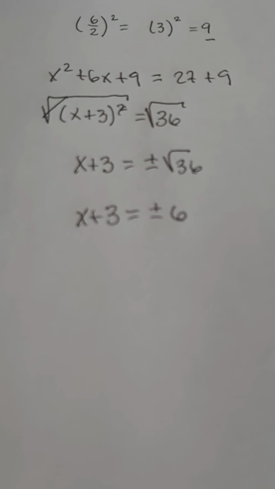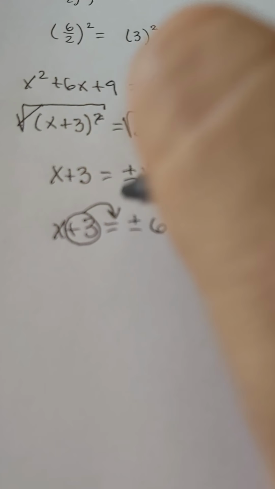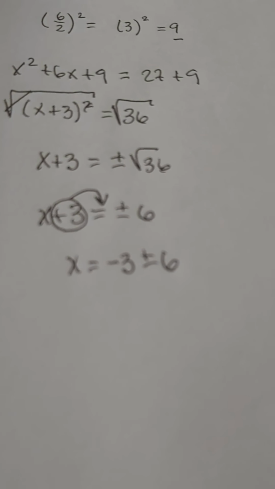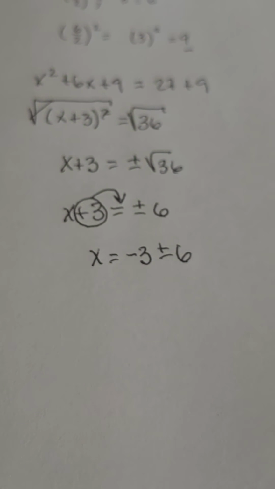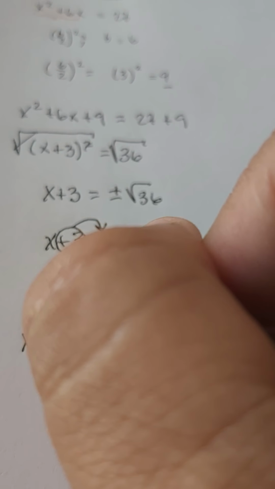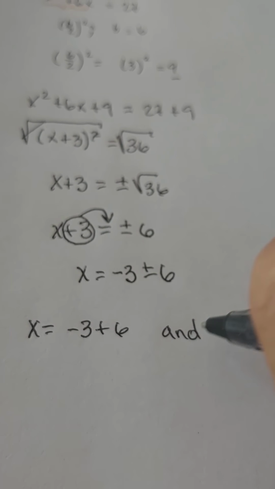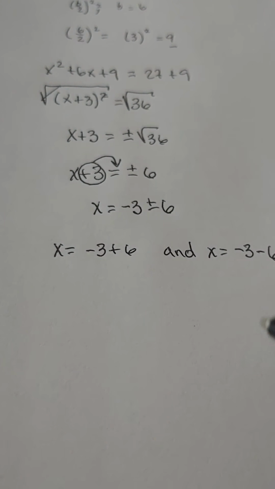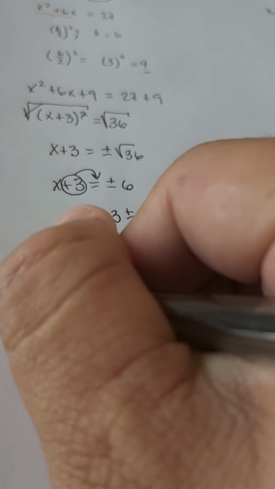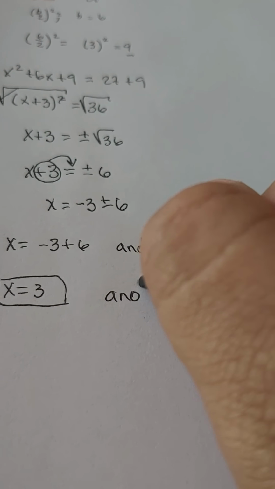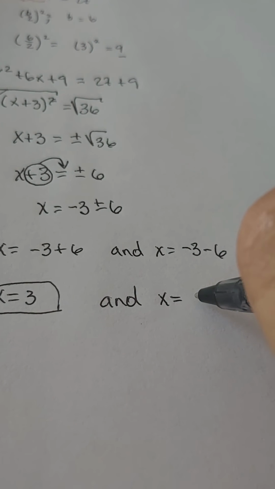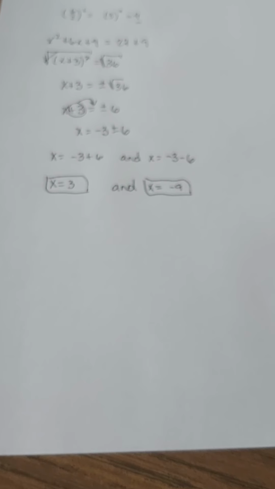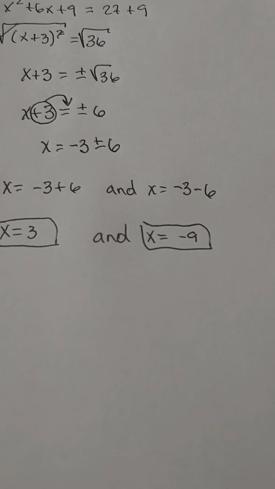Now we solve. Pass plus 3 to the other side, and you get x equals negative 3 plus minus 6. Since this can be simplified, this means x equals negative 3 plus 6 and x equals negative 3 minus 6. So let's simplify. Negative 3 plus 6, x equals 3, and x equals negative 3 minus 6, negative 9. So this will be the solution for our equation.